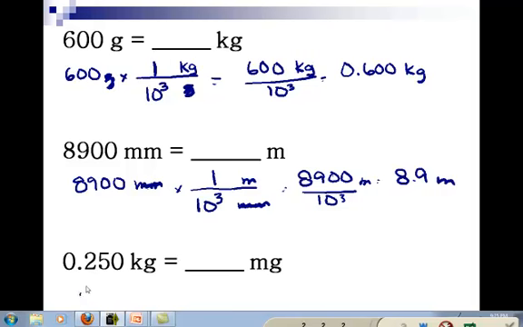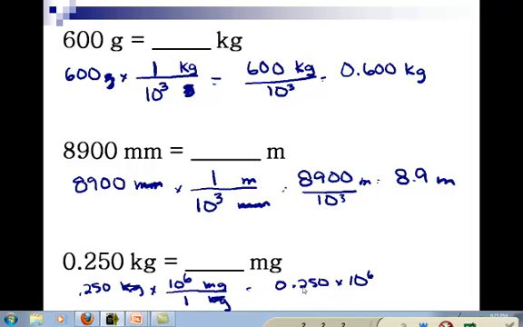And then finally, 0.250 kilograms. And I want to get to milligrams, so I put kilograms down here. Kilograms is larger than milli. Now between kilo and milli is 6 spaces. 3 to gram, and then 3 more to milli. So my kilograms cancel out, and I have 0.250 times 10 to the 6th.